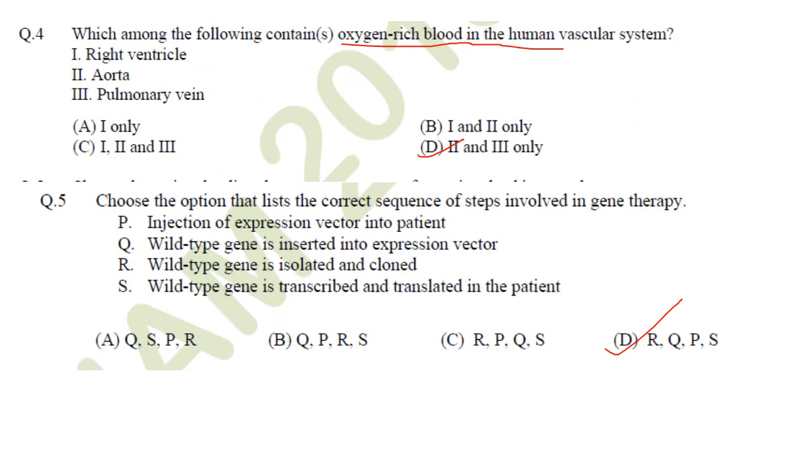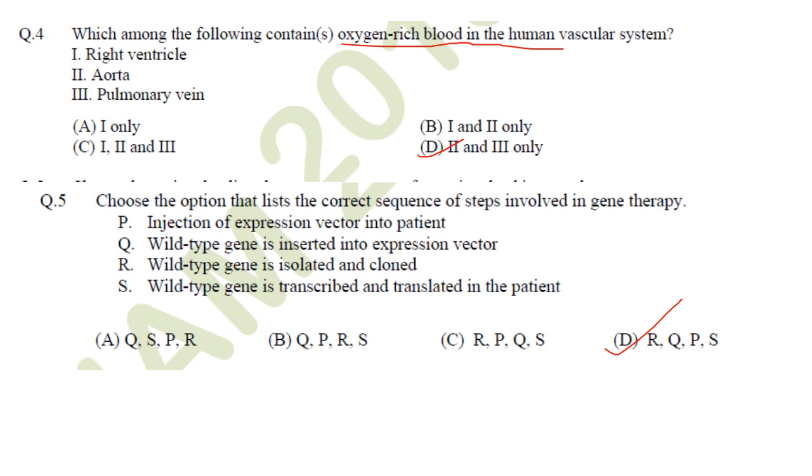Next one. Which among the following contains oxygen-rich blood in the human vascular system? The right ventricle receives deoxygenated blood from the right atrium. The blood is pumped from the right ventricle into the pulmonary artery, which carries it to the lungs. From the lungs, it gets oxygenated, and the oxygenated blood returns to the heart through the pulmonary veins, which empty into the left atrium. From there, it flows into the left ventricle, which pumps it out to the rest of the body through the aorta. So they have asked which contains oxygen-rich blood. So it is 2 and 3, that is aorta and pulmonary vein.